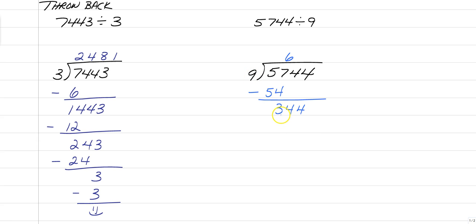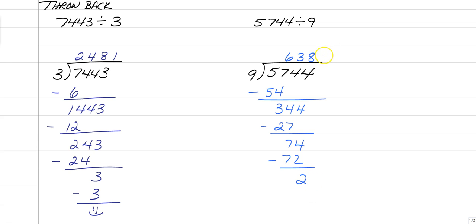How many times is 9 going to 3? It doesn't. How many times is 9 going to 34? Well, 4 is too much, so you have to do 3. And that would give you 27. And then 34 minus 27 would give you 7, 4. So then, how many times does 9 go into 74? It goes in there 8 times, and you get a 72. And then you subtract 72, and you have a remainder of 2.